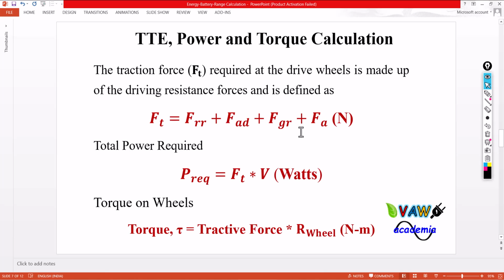To calculate the torque on wheel, we need the radius of wheel. No manufacturer will give you the radius of wheel explicitly. They will give you only the tire sizing. We have to calculate the radius of wheel from the tire sizing. That is also mentioned in the previous video. Please refer to that link.